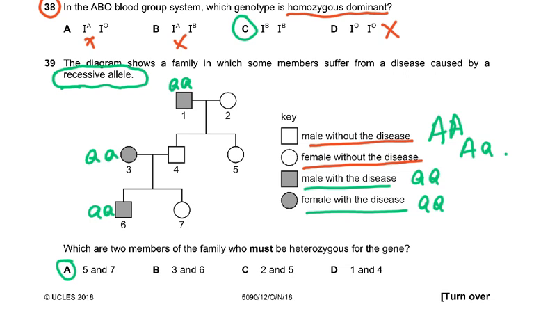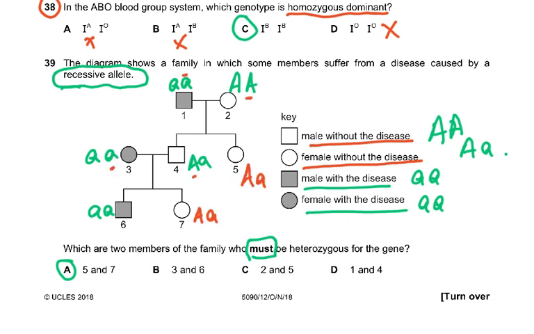Now, it is very easy to answer. Which are the two members of the family who must be heterozygous? That was very easy to figure out. It would only be 5 and 7. But how do you know it's 5 and 7? Because you see, this person is not affected, so this person has to be either AA or Aa. Persons 1 and 2 are the parents, one is the father and two is the mother, and they have two children, 4 and 5, and both of them are unaffected. So it says which must be heterozygous, and what we have to find out is which ones must be heterozygous.